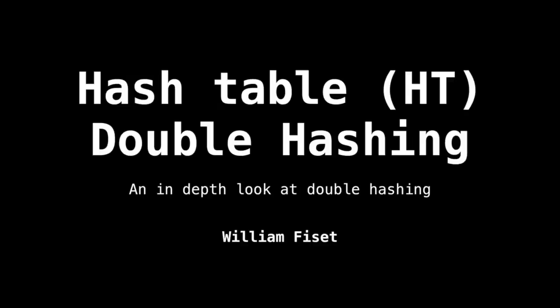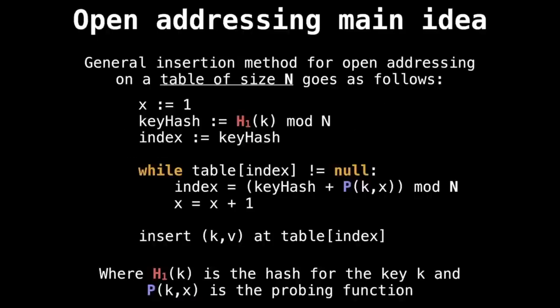Alright, let's talk about hash tables and the double hashing, open addressing, collision resolution technique. So just a quick recap for those of you who don't know how we do insertions into hash tables for open addressing. We start with a variable x initialized to 1. We compute the hash value of the key. We set that to be the first index that we're going to check in our hash table to see if it's not null. So the goal is to find an empty slot.